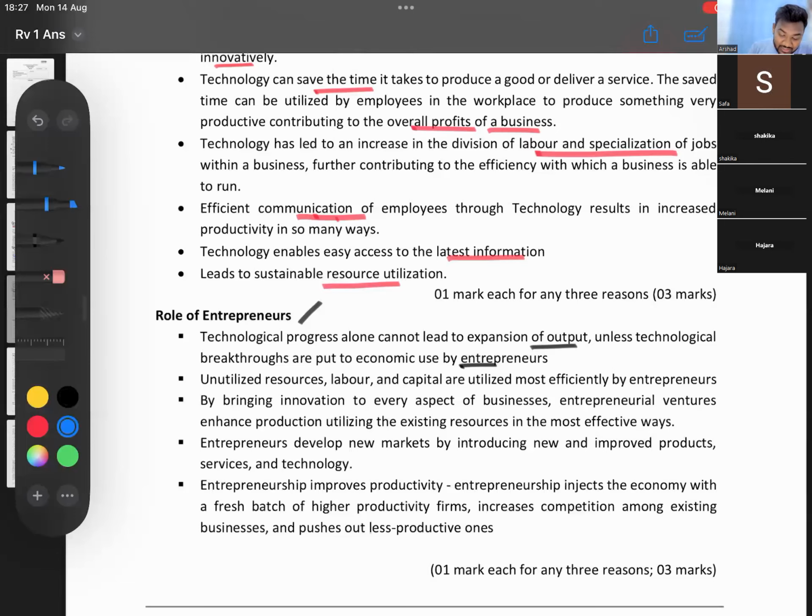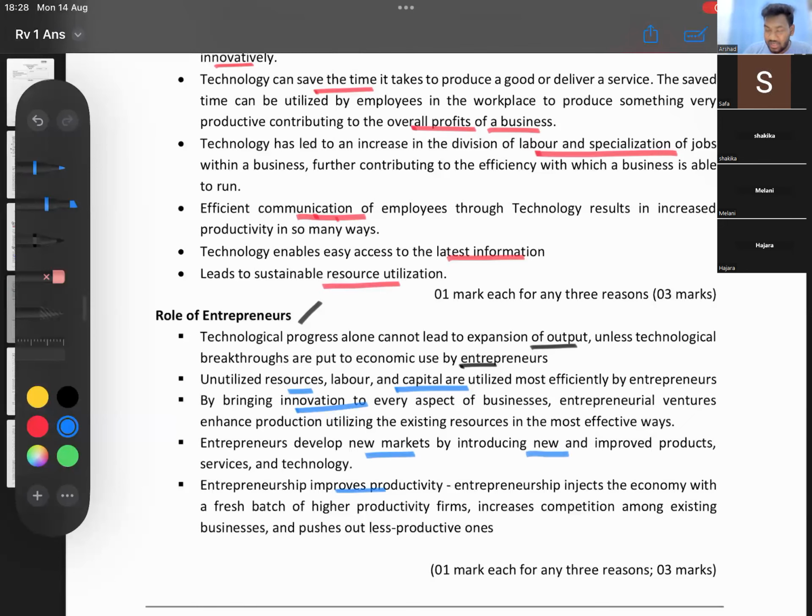Then entrepreneurs are the ones who utilize all the land and capital. They are the ones who bring all the resources together. They are the ones who come up with different innovations. Entrepreneurs are the ones who find new products, new markets, right? Where and where to sell. What are the new things that we can come up with? Then entrepreneurs are the people who improve productivity. They increase the competition in the industry, right? All of that they do.